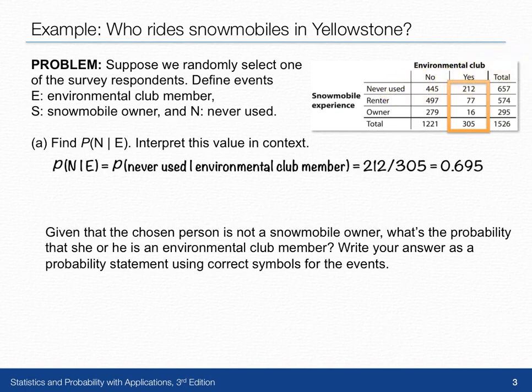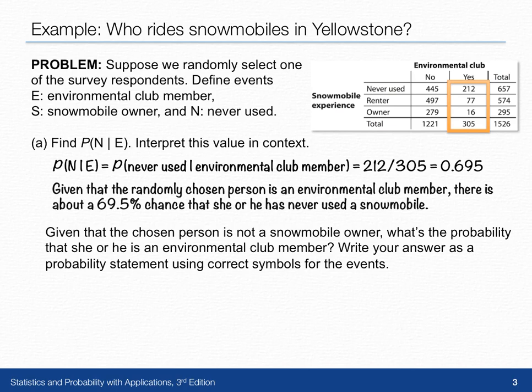So our probability of N given E, or the probability they've never used a snowmobile given they're an environmental club member, is 212 divided by 305, or 0.695. In context, this means that given that the randomly chosen person is an environmental club member, there's about a 69.5% chance that she or he has never used a snowmobile. Next, given that the chosen person is not a snowmobile owner, what's the probability that she or he is an environmental club member? Write your answer as a probability statement using correct symbols for the events.